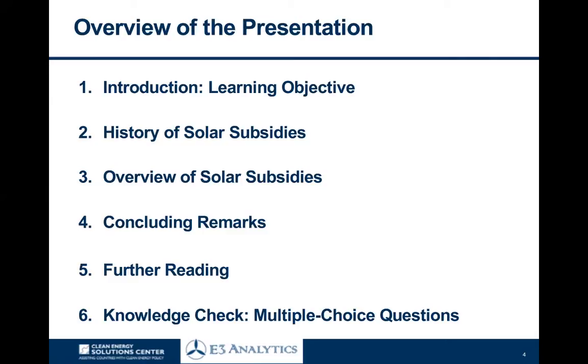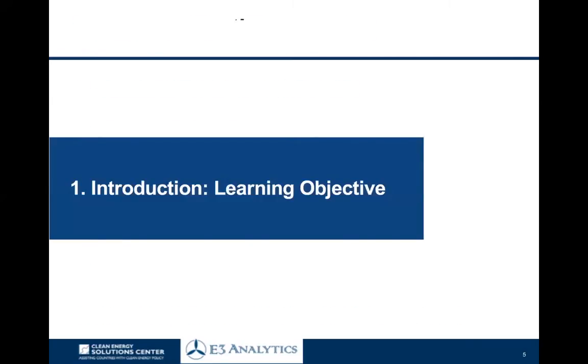What does this mean for the future of solar power, and how can governments best navigate a world in which solar is increasingly one of the cheapest electricity supply options? And then ultimately try to address the question, do we still need subsidies? What is the future of solar power policy? And then finally, at the end, you'll have a quick snapshot of some further reading, as well as a knowledge check with a number of questions. So that said, let's dive in.